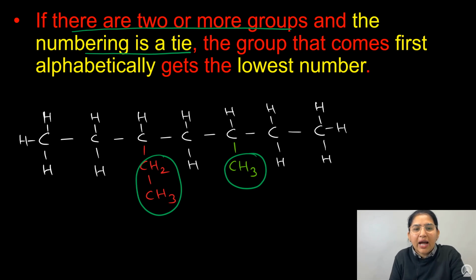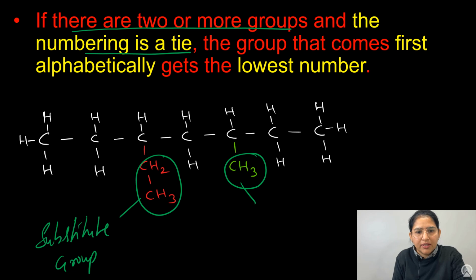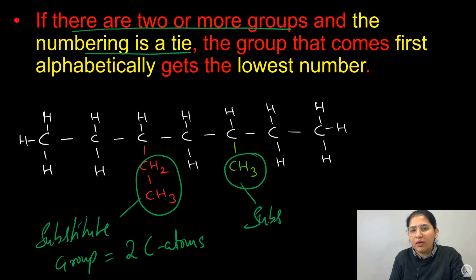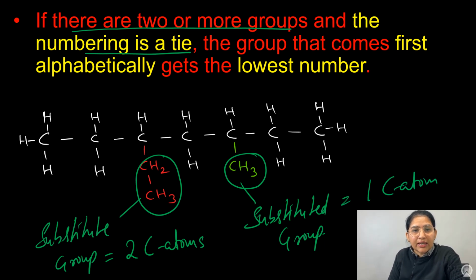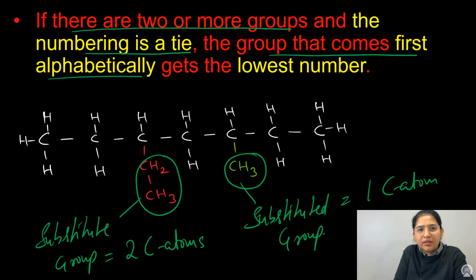But here we are having different substituted groups. One substituted group has 2 carbon atoms, while our other substituted group has only 1 carbon. So they both are different. So what do we do if the numbering gets tied? Then it suggests the group that comes first alphabetically gets the lowest number.